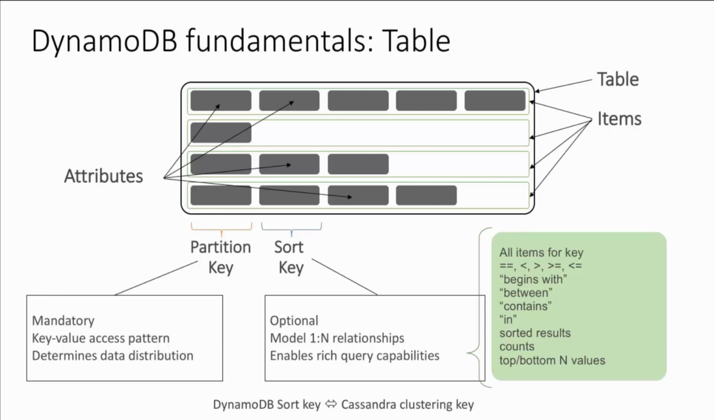Partition key, much like in Cassandra, is mandatory, and it defines the key value access pattern, and it also defines how data is going to be distributed in DynamoDB across partitions. Sort key is optional, and it really is equivalent to the Cassandra clustering key. It's used to model one-to-many relationships, and it also enables rich query capabilities. We use sort key, for example, to store data that's sorted based on time, for example.